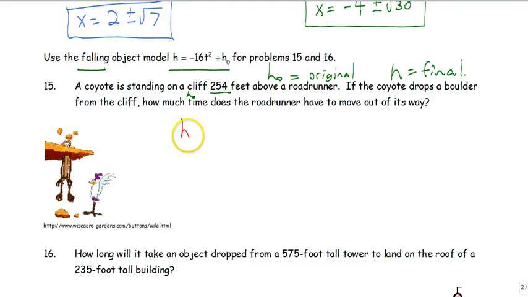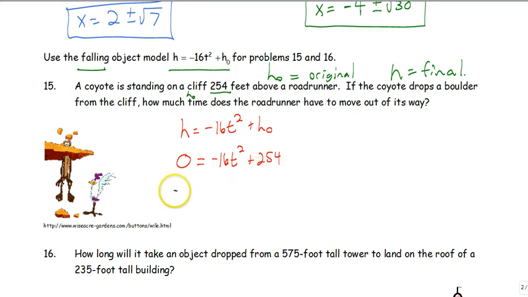I know h, so we don't know. Well, I'm going to just set this up. Negative 16t squared plus HO. My original height is 254. My final height, well, if it's dropping onto the ground, my final height should be 0, right? That's where I want it to hit. Negative 16t squared plus my original of 254. We can solve this one by hand. We don't need the calculator.